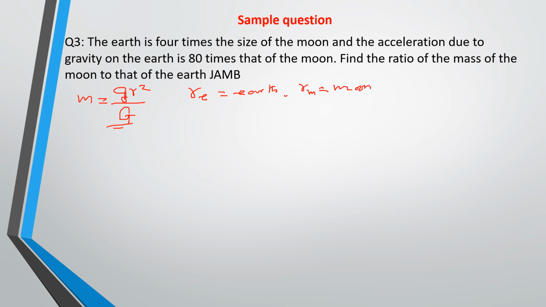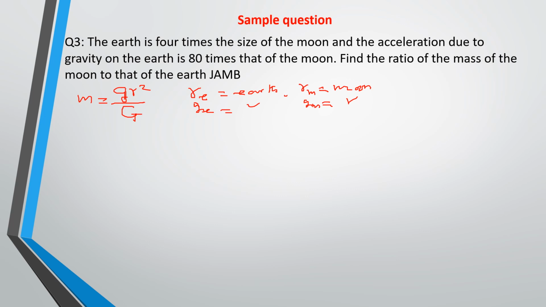Okay, so the statement of the question is that if GE is the acceleration due to gravity for the Earth, and then GM is for that of the Moon. We know that capital G, the universal gravitation, remains the same, so this one is not changing. Okay, so this is G.